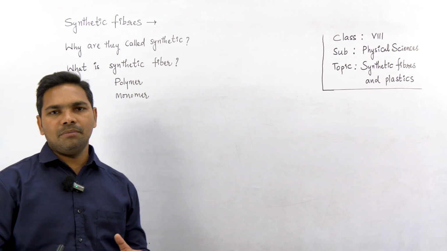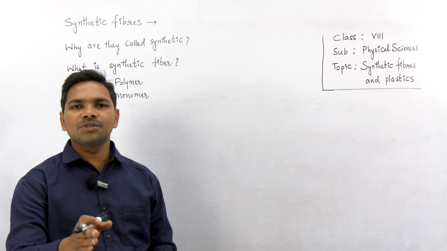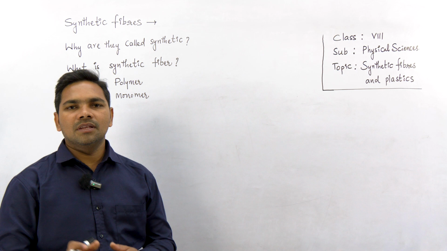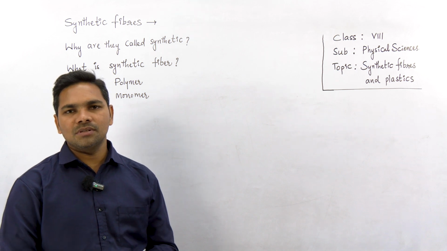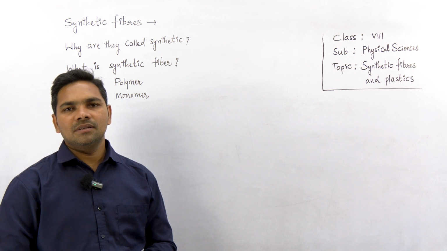Whereas we use plastic items. Plastic items, what is the source? The source is not a natural source. The source is a man-made source. It is an artificially made material, plastic.